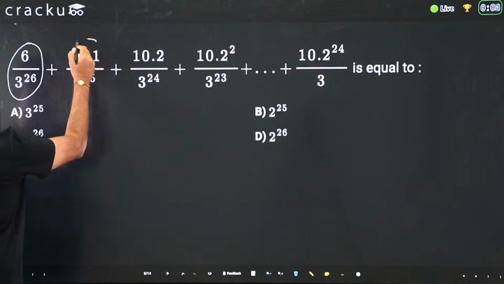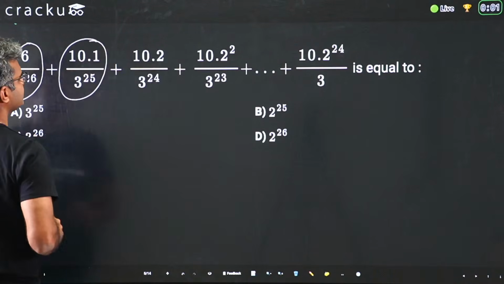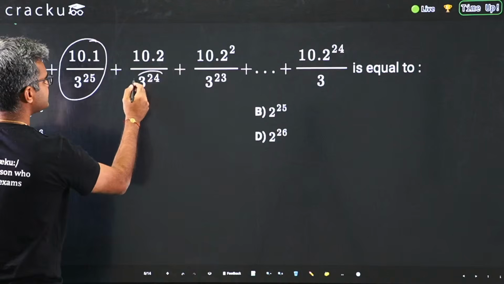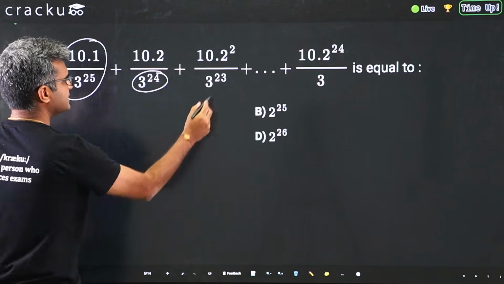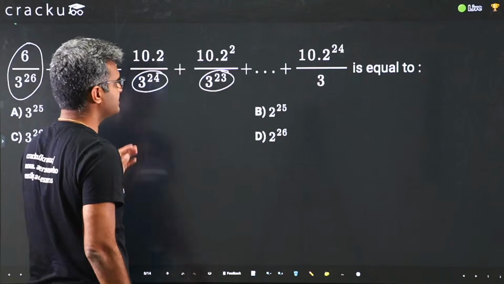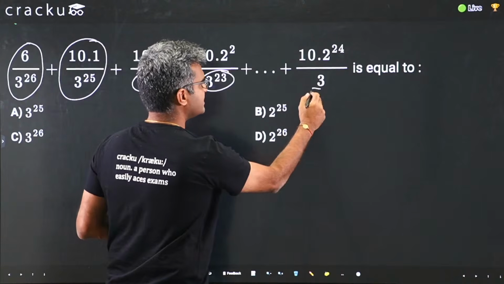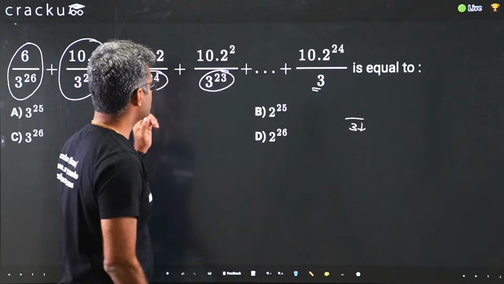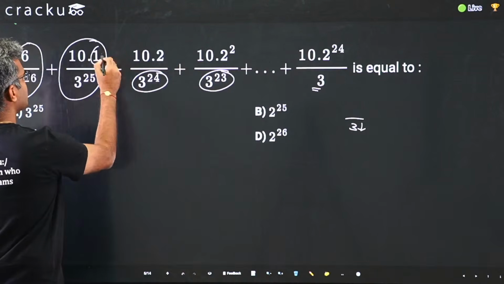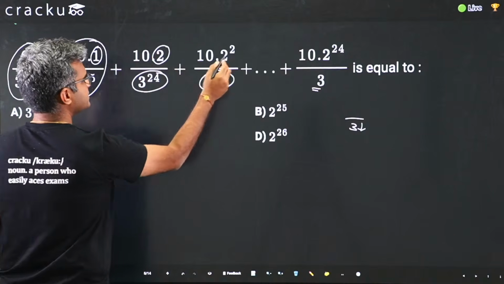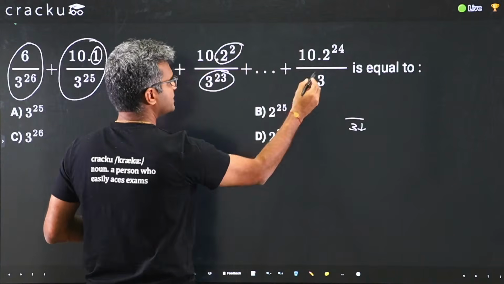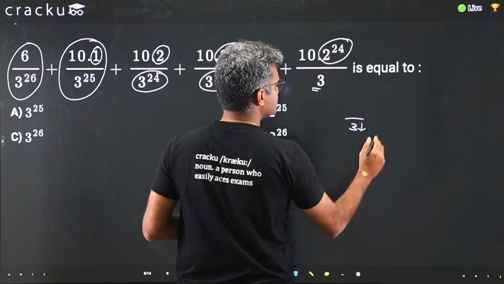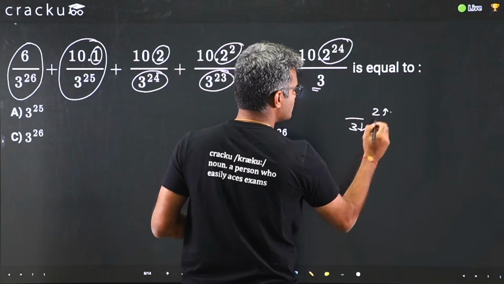We have 10 into 1 divided by 3 to the power 25. In the next case, the denominator is 3 to the power 24. In the next term, the denominator is 3 to the power 23 and so on. So the denominator is decreasing by 3. And what is happening to the numerator? Here it is 1, then 10 into 2, then 10 into 2 square and so on, 10 into 2 to the power 24. So the numerator is increasing by 2.